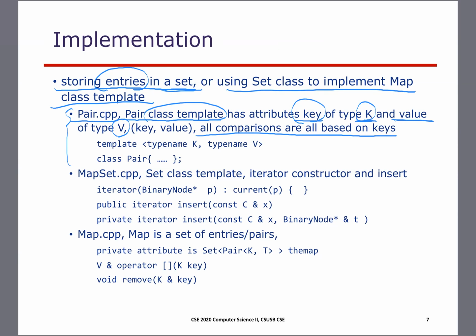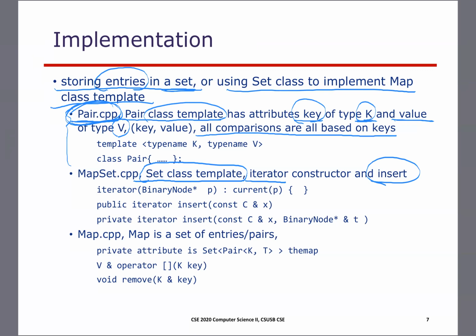All the keys must be unique. We will take a look at this file later. And here we also define the set class template. This set class template is almost the same as the set class template we defined in the first topic of Module 8, set abstract data type. The only difference is the iterator and the insert member function.